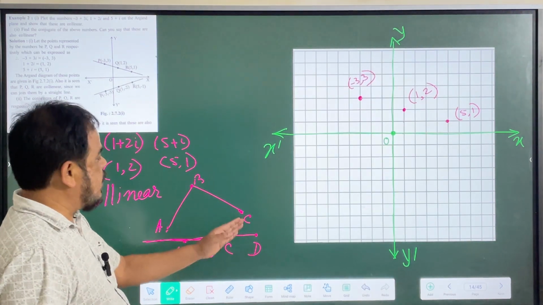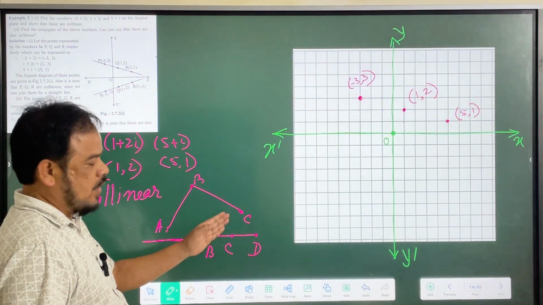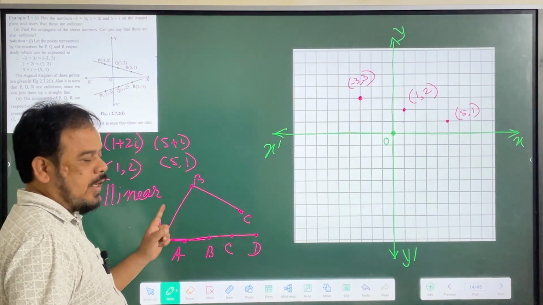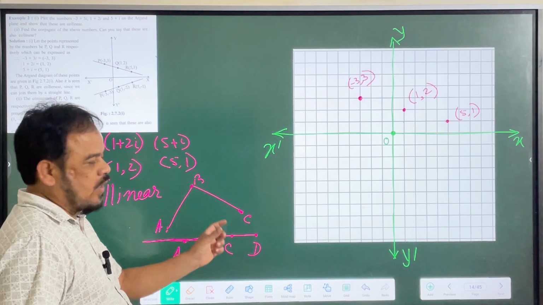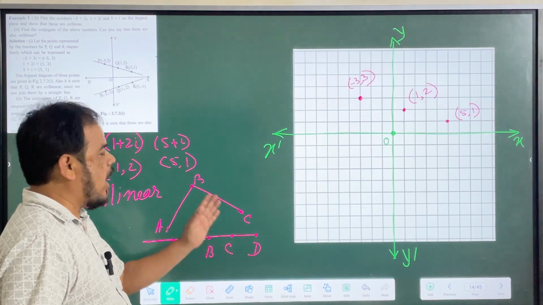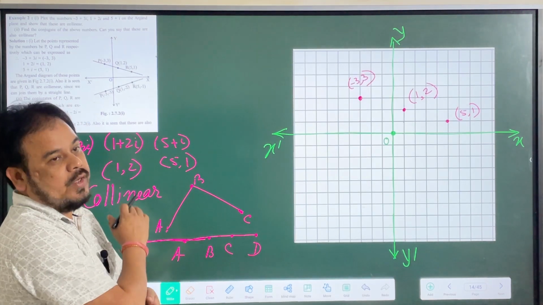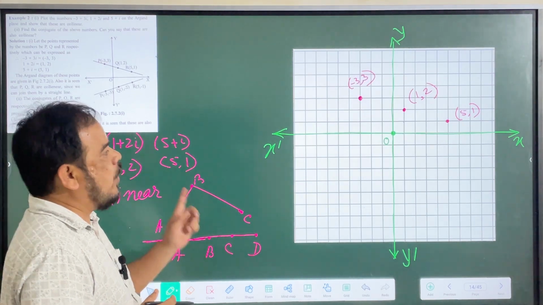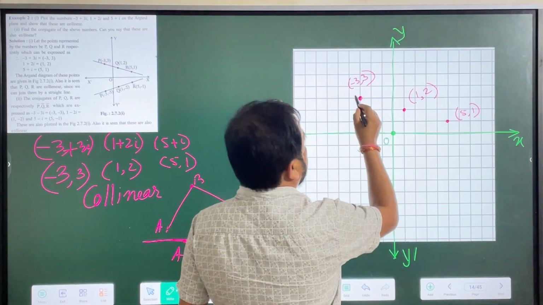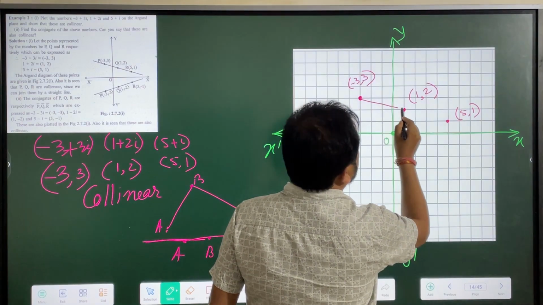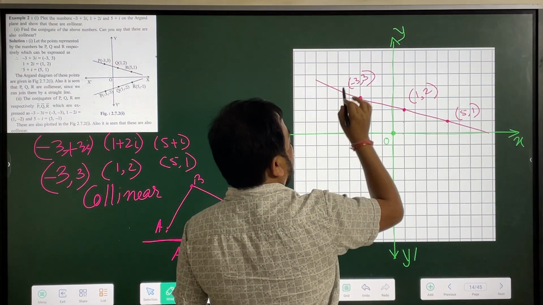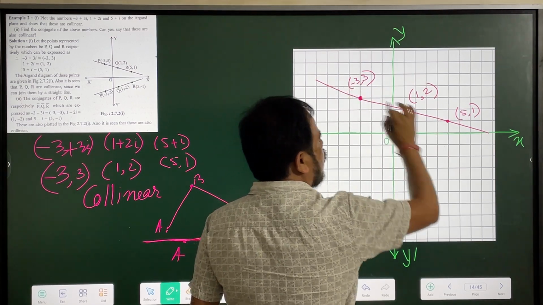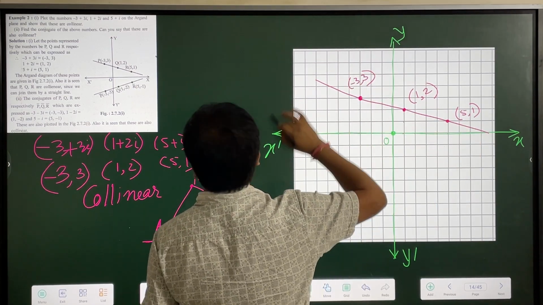But for A, B, C, we have got two different lines. This is not one straight line. AB is a different line segment, BC is a different line segment. So these A, B, C are not called collinear. They are non-collinear. But when we join these 3 points with the help of a scale, and the line segment passes through these 3 points, then it is called collinear.